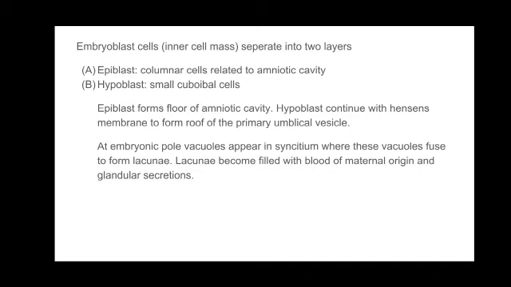Epiblasts form the floor of the amniotic cavity. Hypoblasts continue with Heuser's membrane to form the roof of the primary umbilical vesicle, or primary yolk sac. At the embryonic pole, vacuoles appear in the syncytium, where these vacuoles fuse to form spaces known as lacunae.